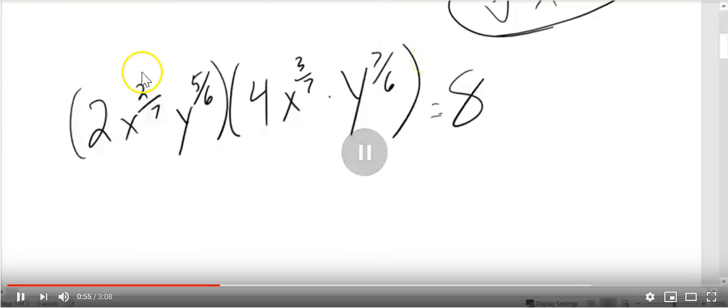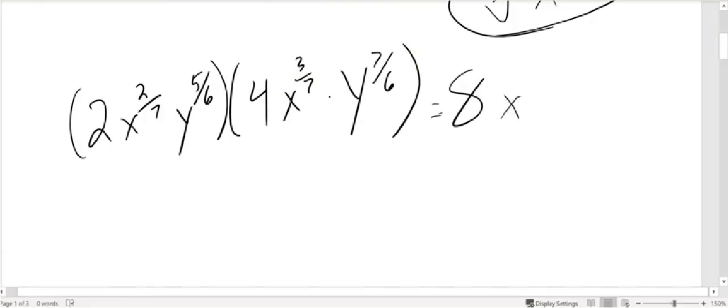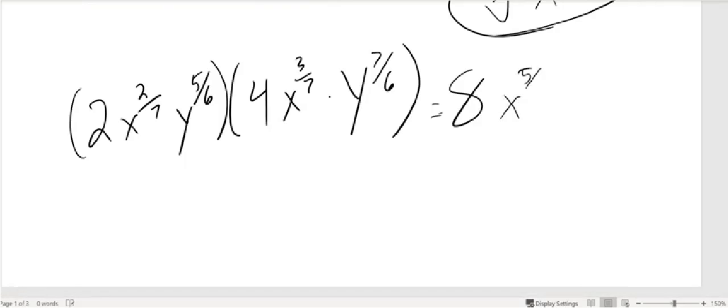Now we're going to take x to the 2/7 times x to the 3/7. Just add just like normal. x's are ones. 2 plus 3 is 5, and then the 7 stays the same. So it'll be 5/7. Now the y's. We have 5/6 plus 7/6. All you got to do is add 5 plus 7 to get 12, and then you got 12/6.